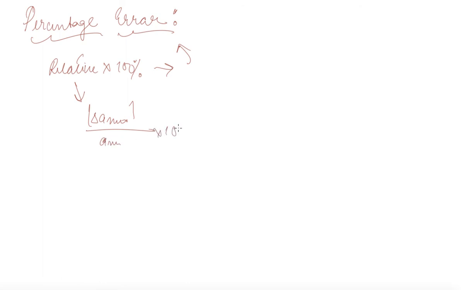And lastly we come to the percentage error. Percentage error is similar to your relative error, but after you find your relative error, you convert it into a percentage. So relative error times 100% is your percentage error. Now what was relative error? Relative error was the mean absolute error divided by A mean. So percentage error is mean absolute error divided by A mean, times 100.